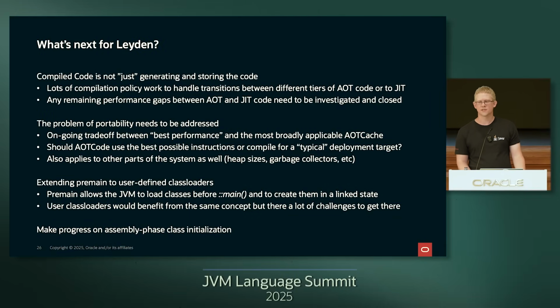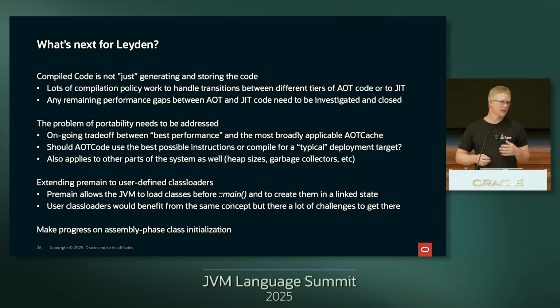But it's not just the pieces we've talked about. There's a lot of other pieces that go into compiled code to be able to use it effectively from an AOTCache. I've mentioned that we compile multiple kinds of code. We have the kind that's immediately applicable. We have the kind that more closely matches the top C2 code. And now you have some transitions between those. So we've effectively added new tiers to our tiered compilation policy. And we need to do the tuning and heuristic work to figure out when you transition between those tiers.